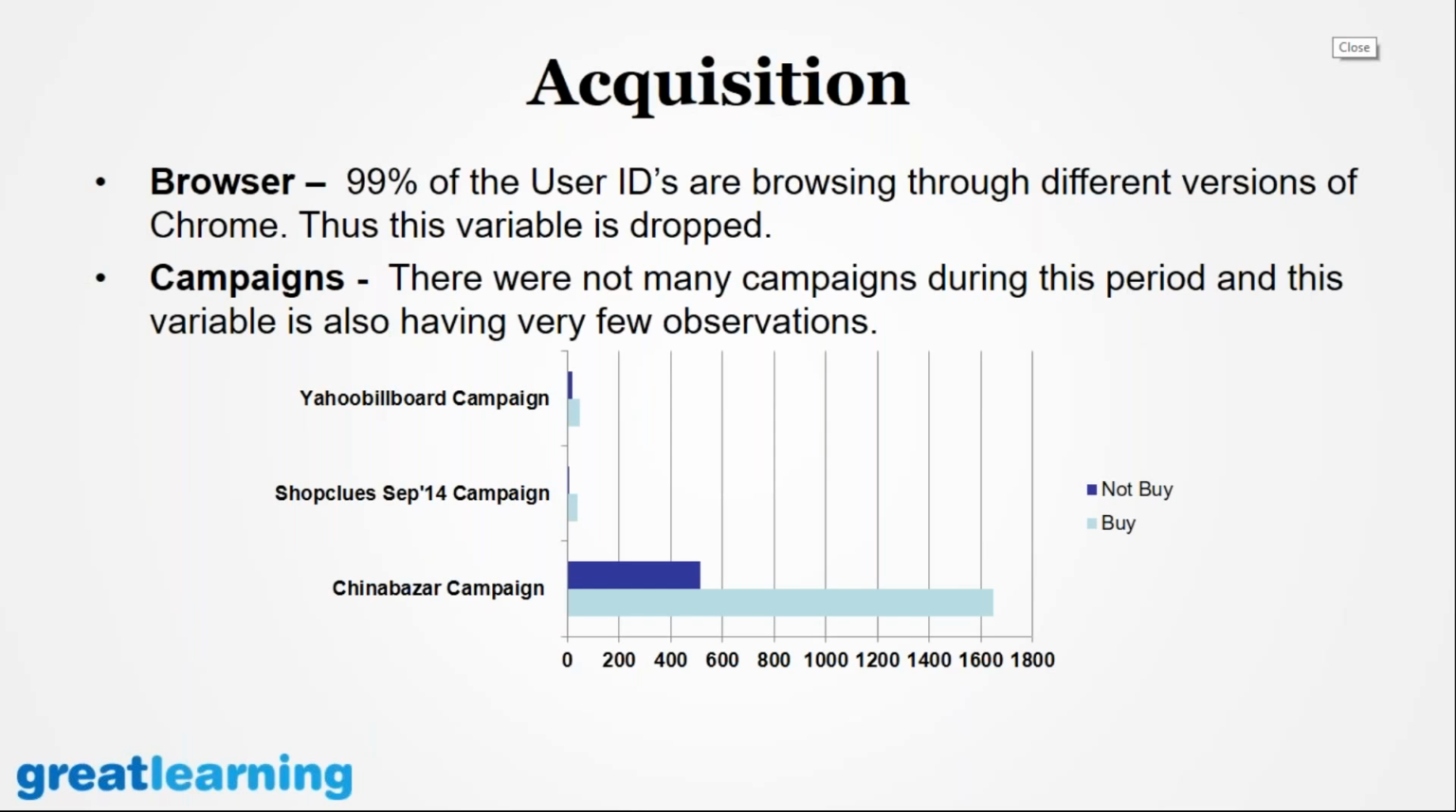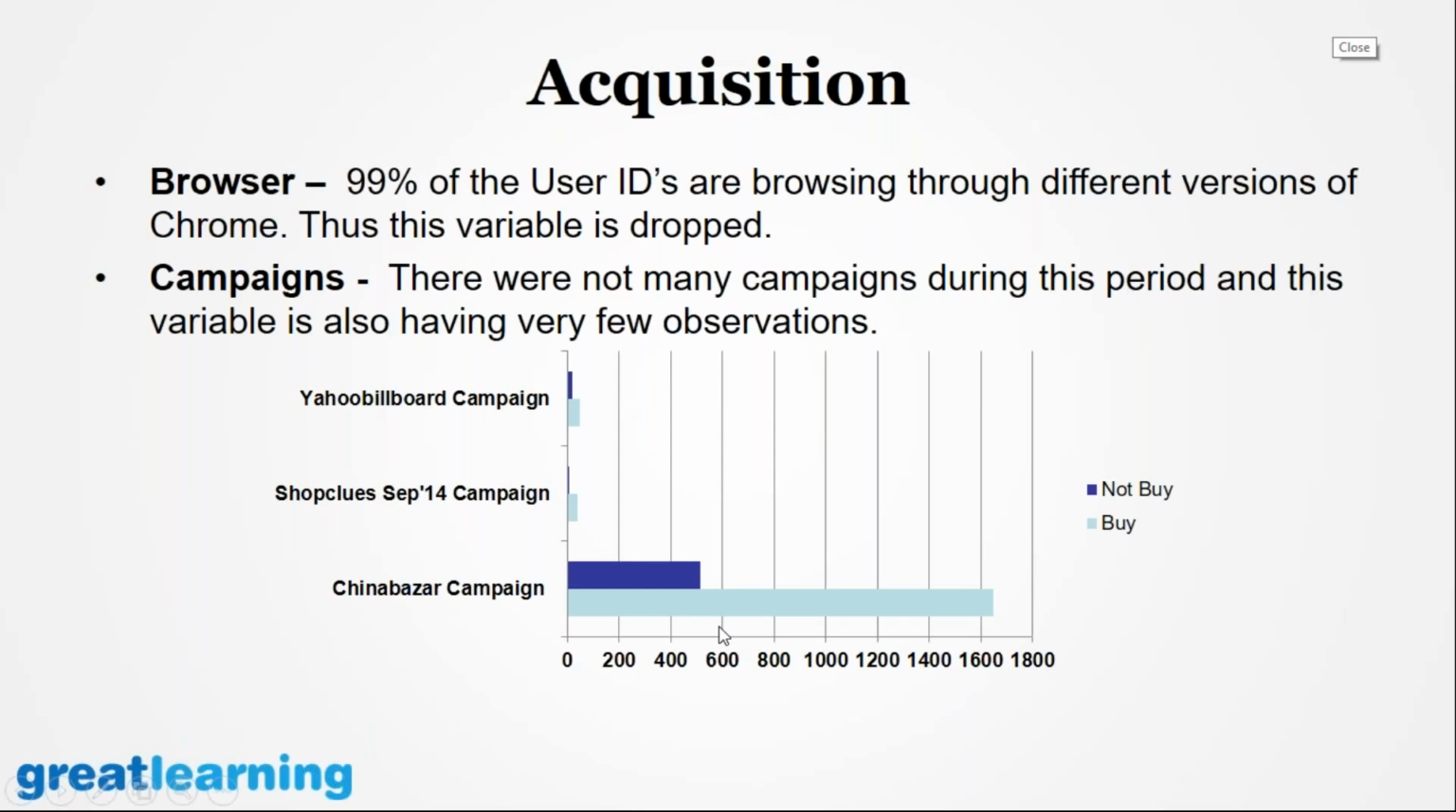I would say 99%. Campaigns, again in the acquisition part, you have the campaigns. Like if there are some advertisements, people click on the advertisement and come to the website. For example, Yahoo billboard campaign, Shop Clues September 2014 campaign, China Bazaar campaign. So here you have ads placed for Shop Clues, and if a person is clicking on that ad and coming to the website, that's what campaign means.